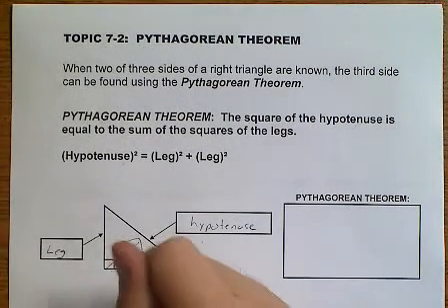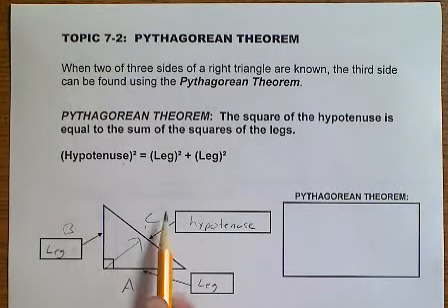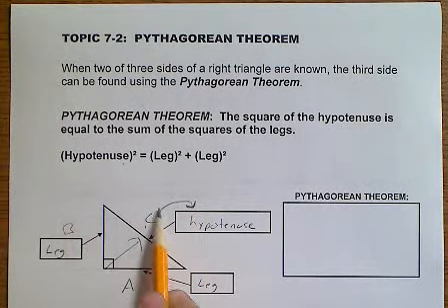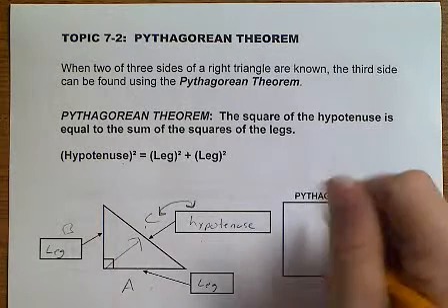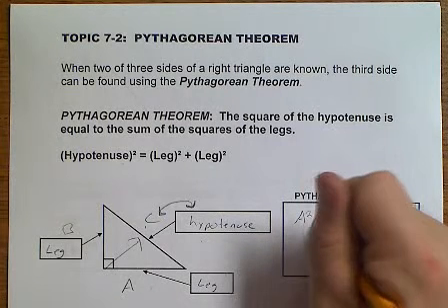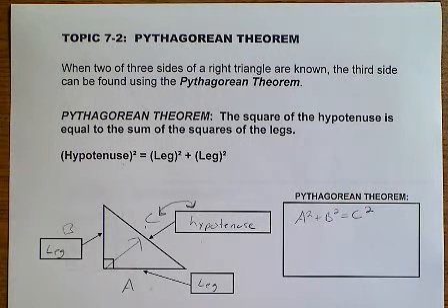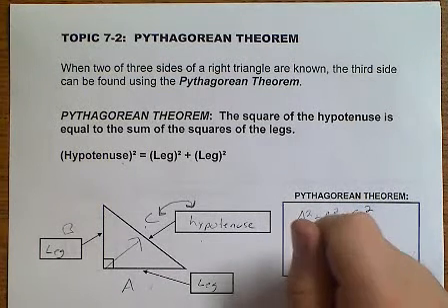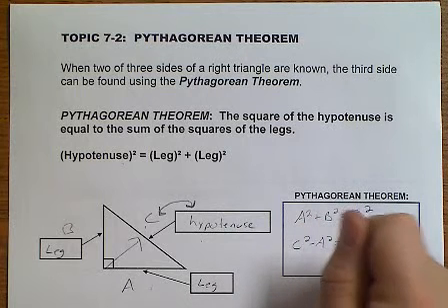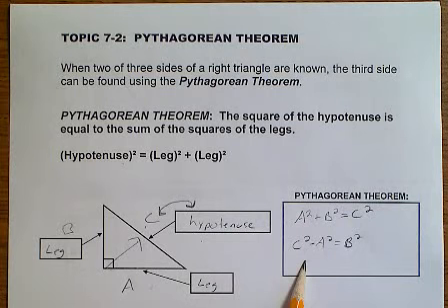We're going to call these sides a, b, and c, and c is always the hypotenuse. So when we do that, the Pythagorean theorem turns into a squared plus b squared equals c squared. Or, say you're given the hypotenuse, you can do c squared minus a squared equals b squared, and you can use this if you like.